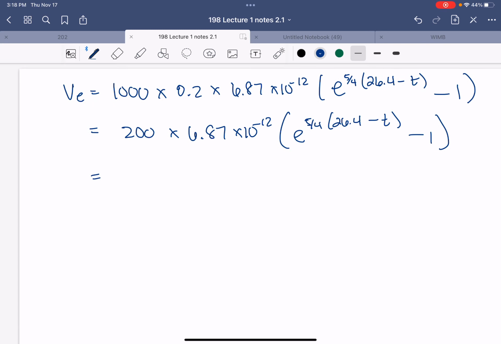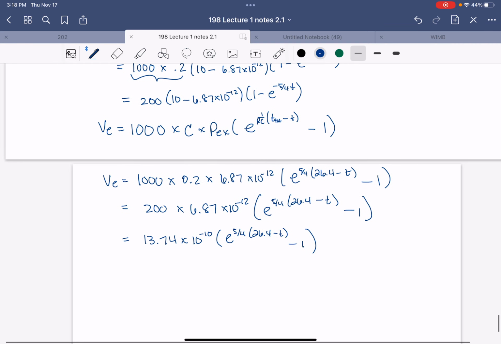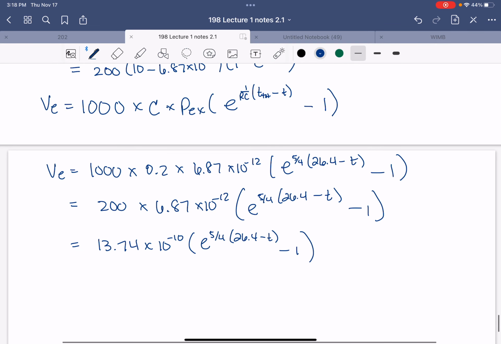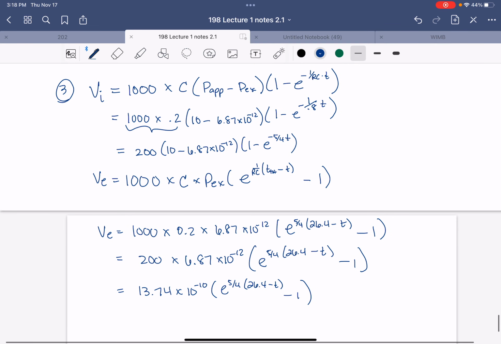And let's see, if we multiply that by 2, so 6.87 times 2 gives me 13.74. Times 10, I was at negative 12, but now multiplying by 100 was times 10 to the 2, so that's negative 10. And e to the 5/4 times 26.4 minus t, minus 1. Okay. And that's where I'm going to stop because we're going to work from here. We've got our VE and our VI.